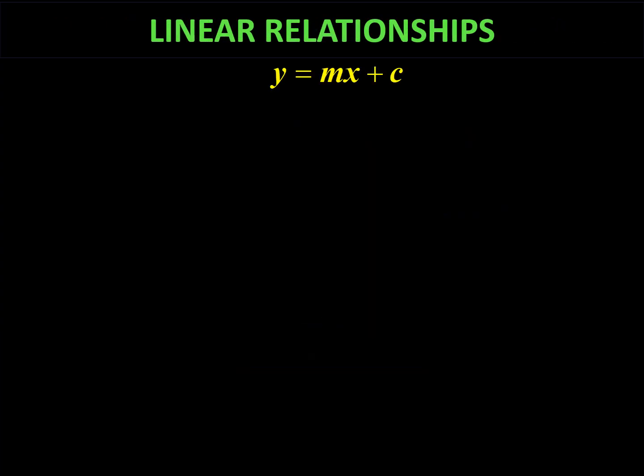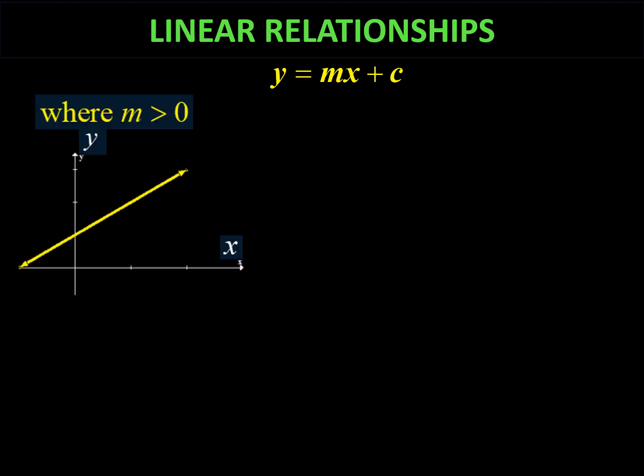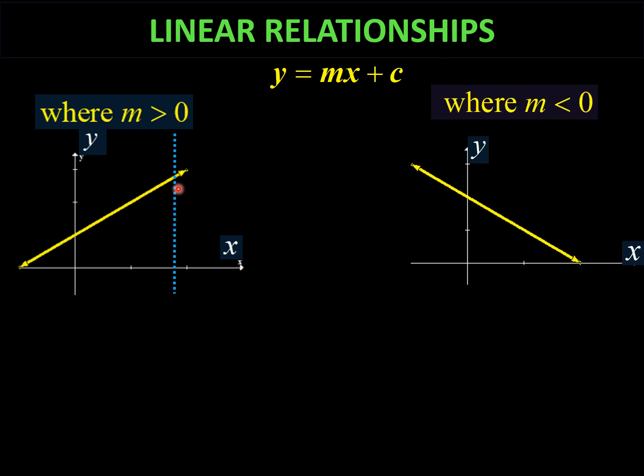Let's look at the linear relationship. So we take y greater than 0, that's a positive line. And we use the vertical line. You can see the vertical line only cuts it once. Let's take the vertical line with a negative gradient.